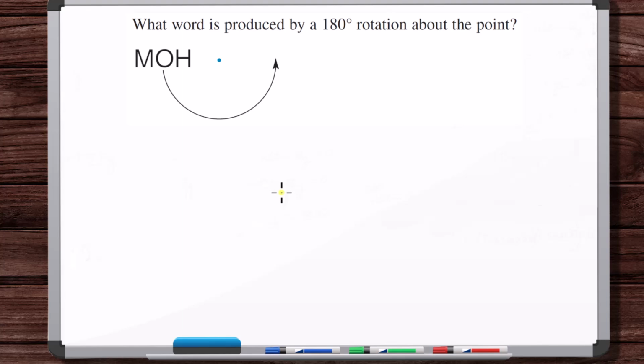In this video, we're going to work more example problems related to symmetry and transformations. So let's get started. This first problem says, what word is produced by a 180-degree rotation about the point? A rotation is one of the three basic types of rigid body transformations that we're studying in this section. You have translations and reflections, which we worked problems on in the previous video. And then there's also rotations, which we're going to work problems on here in this video.